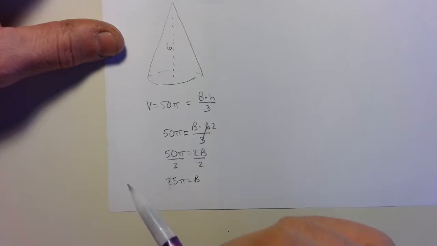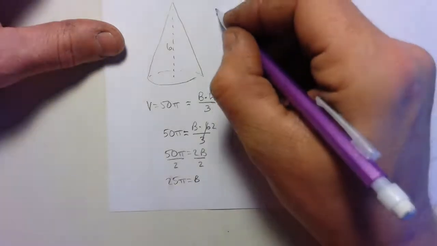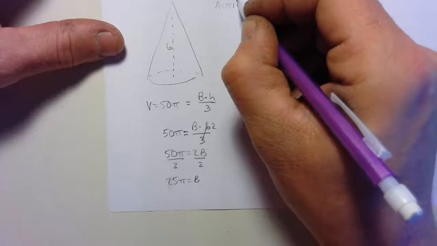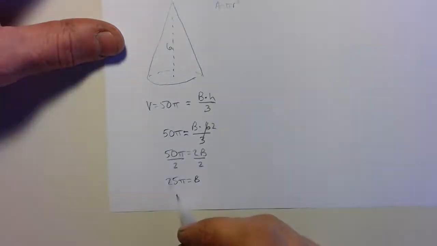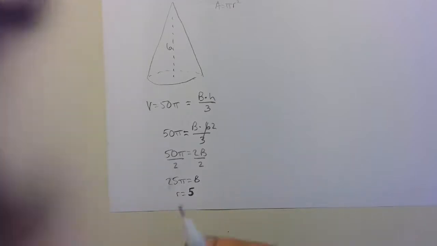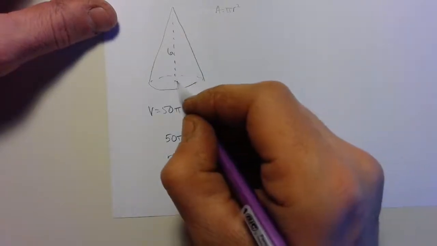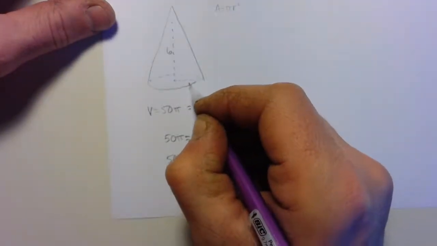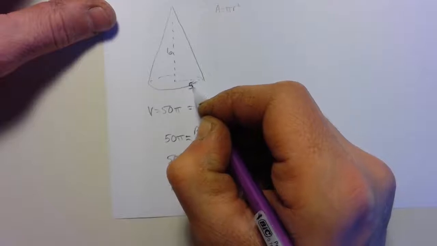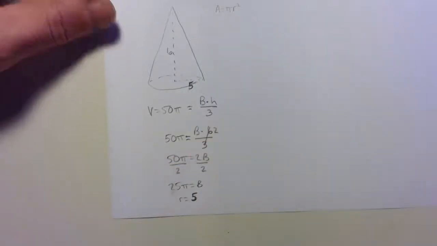Well, I know how to find the area of a circle. Area of a circle is pi r squared. So that means the radius must be 5. 5 squared gives me 25. And you will always have these ones that come out to nice numbers, so you don't have to worry about that. Okay? I'll put that right on here.